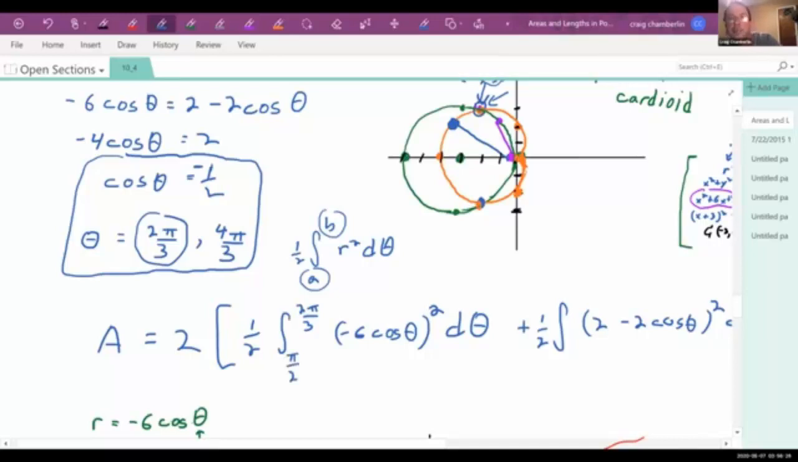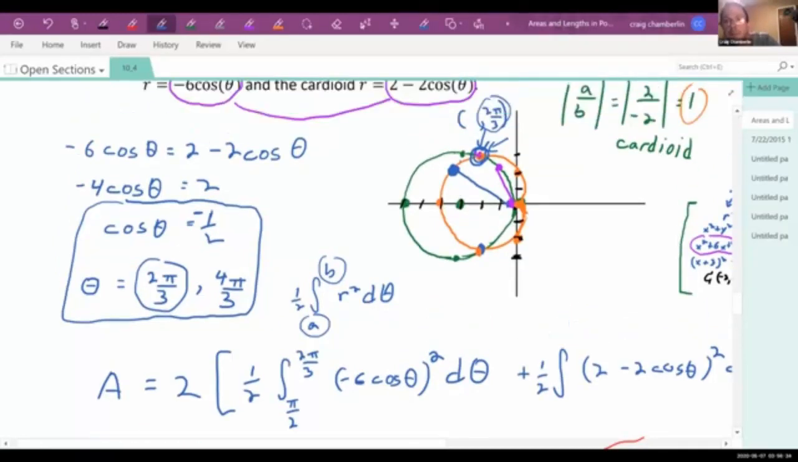So that gets us to this point. And then over at this integral, once you get past theta equals 2π/3, the r value changes to the cardioid. So when does it change? Across 2π/3. So that's your bottom limit over here. And then your top limit, hopefully it's clear, we're going to go all the way to here, which is on the cardioid, which is π.